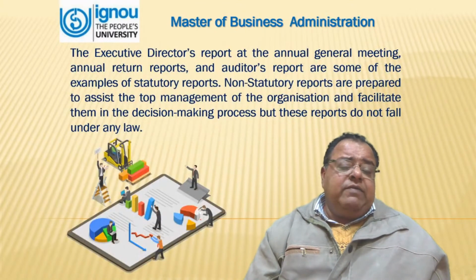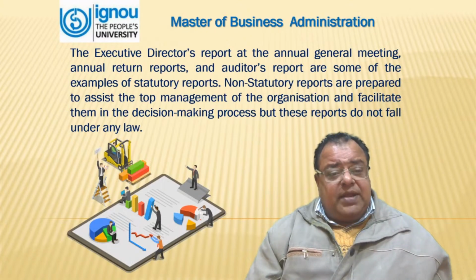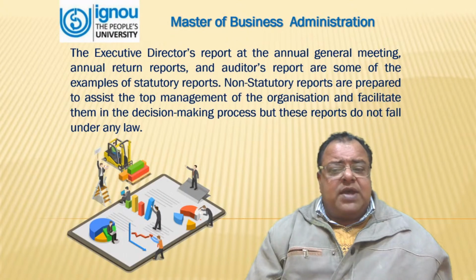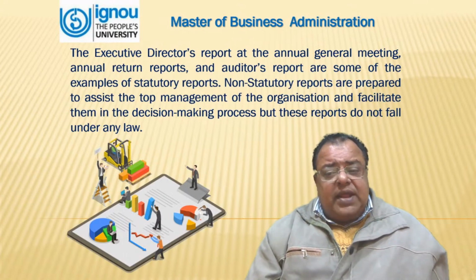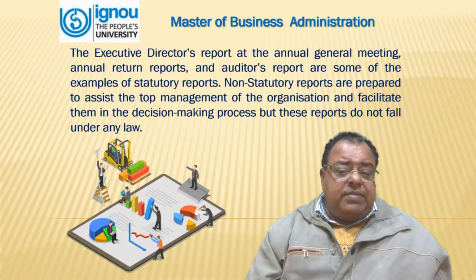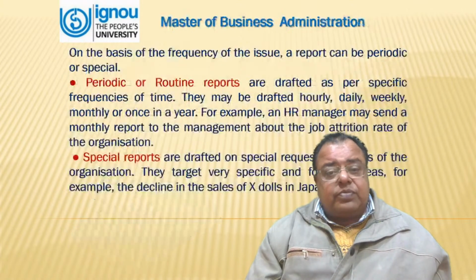The executive director's report at the annual general meeting, annual term reports, and auditor reports are some of the examples of statutory reports. Non-statutory reports are prepared to assist the top management of the organization and facilitate them in the decision-making process, but these reports do not fall under any law.